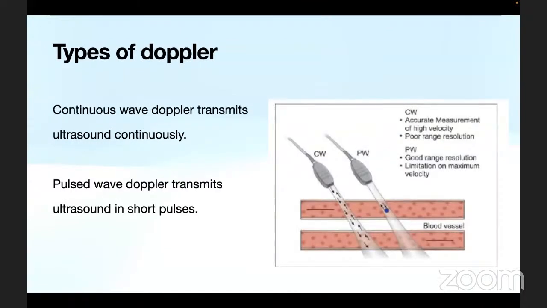So again, in Doppler, we have two types of Doppler. One is the continuous wave Doppler that transmits ultrasound continuously, and the other one is pulse wave Doppler that transmits ultrasound in short pulses. So what is the advantage and disadvantage of both? In continuous wave Doppler, this helps in measuring high velocity flows, but the range resolution is very poor. In pulse wave Doppler, the advantage is they have good range resolution, but they are able to detect only low velocities. So that is the main difference, and we should try to understand this because this will help us in quantifying the results whenever required.